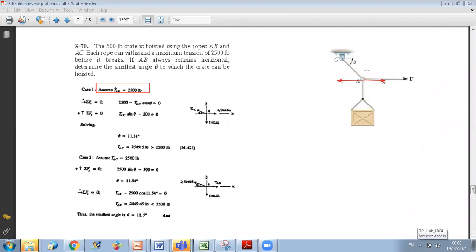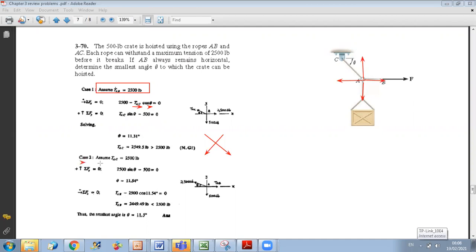And the projection on Y will give us TAC sine theta minus 500 equals 0. Since they suppose TAB equal to 2500, they end up with two equations with two unknowns, which are TAC and theta. And by solving this system, they will get TAC equal to 2550, which is higher than 2500. So now they can say our assumption is wrong. And from here we are sure that the maximum is not in TAB, the maximum is in TAC.